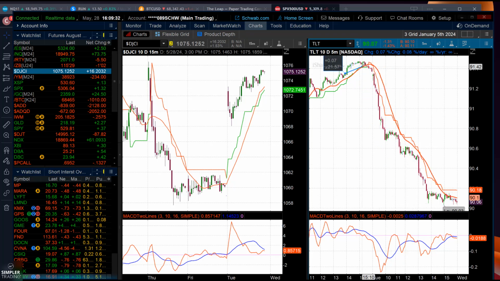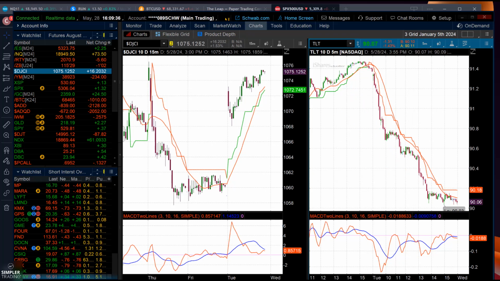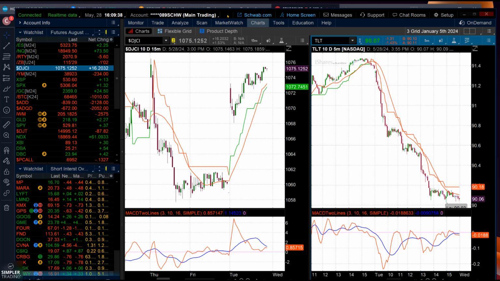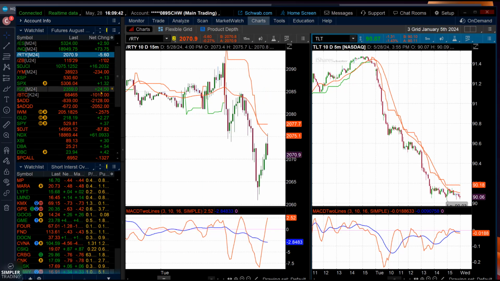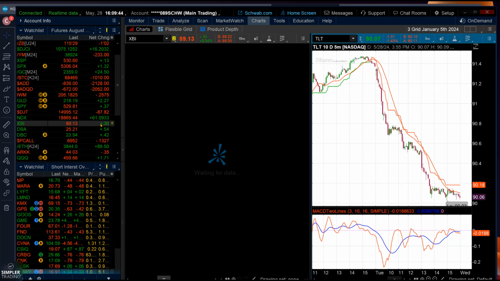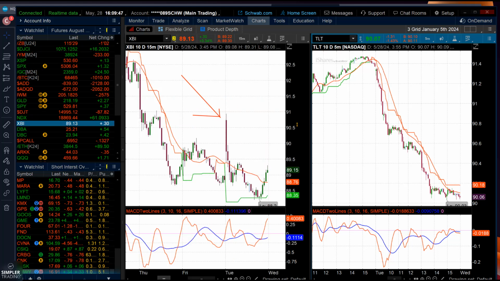So when that happens, the interest rate sensitive indexes have a habit of leading to the downside. That's what happened today with the Russell. That's what happened with the XBI, the biotech index. On the other hand, and this is why we didn't buy the XBI in the opening, because the commodities were up and the TLT was down.